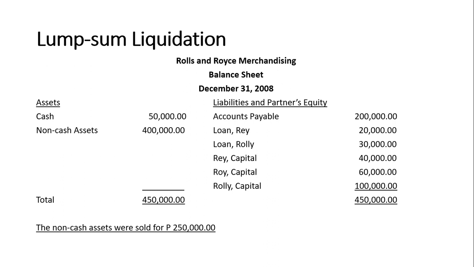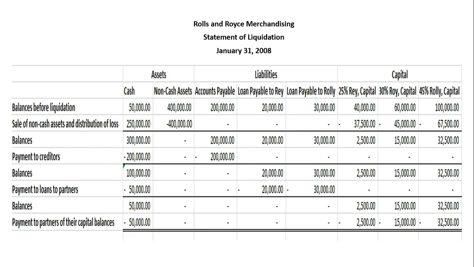The first scenario is, let's say Ray, Roy, and Rolly sold the non-cash assets for 250,000. This is less than the book value of your non-cash assets, so there is a loss of 150,000. That's 400,000 minus 250,000. There is a loss on the sale of your non-cash assets of 150,000. Here is how you are going to prepare the statement of liquidation.